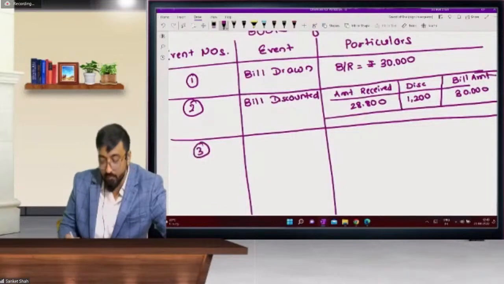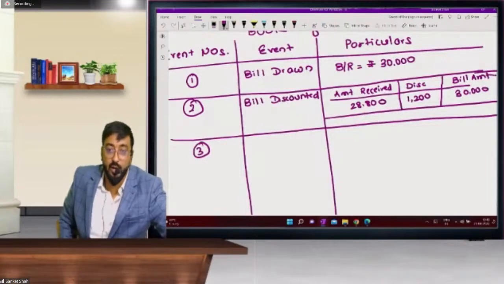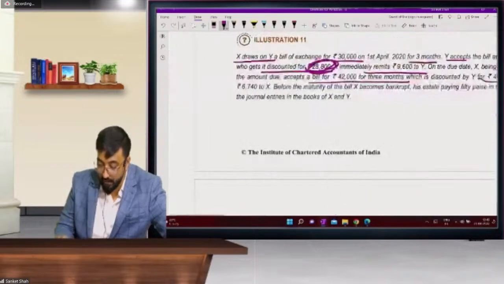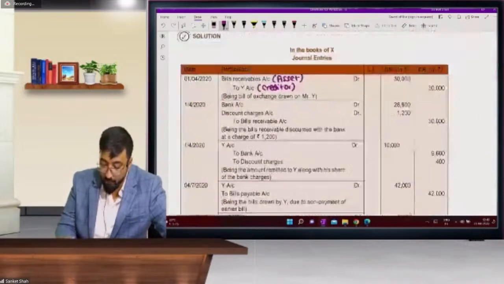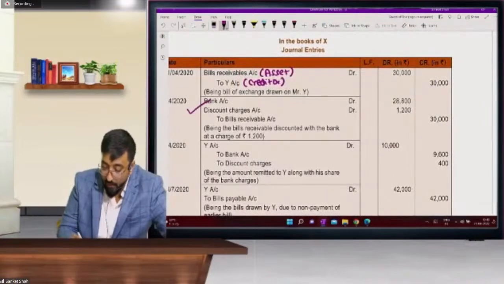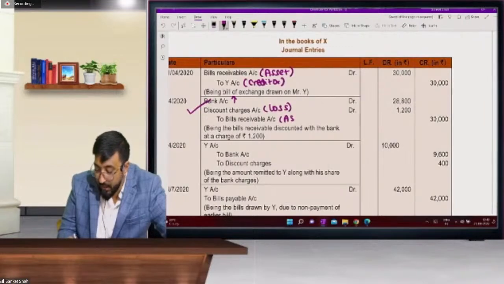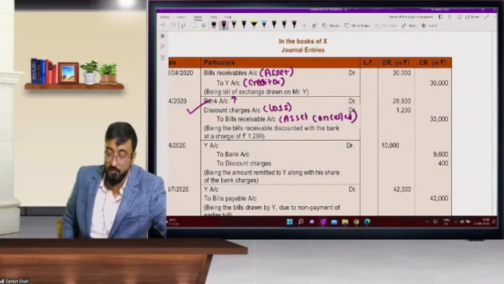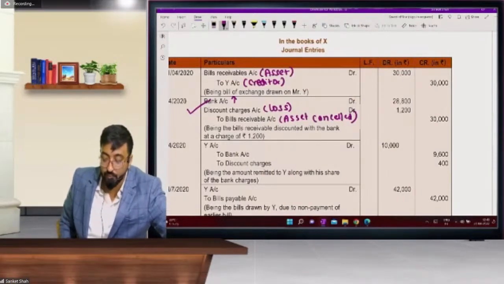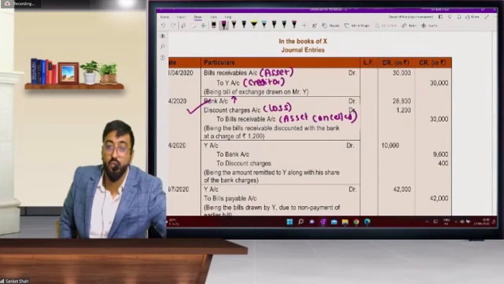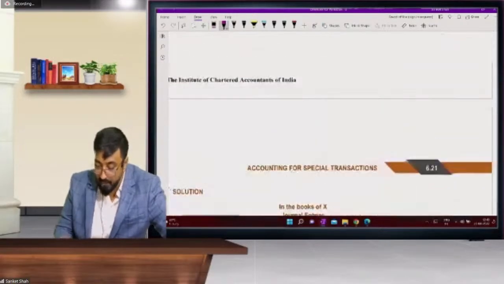Third one. So bill discounted entry in the books of X: Bank account debit, bank balance increases. Discount is a loss and bills receivable asset is cancelled. You can write over here asset cancelled on the question itself. You got this event. First event, bill drawn. Second event is bill discounted. Now, what is the third event?